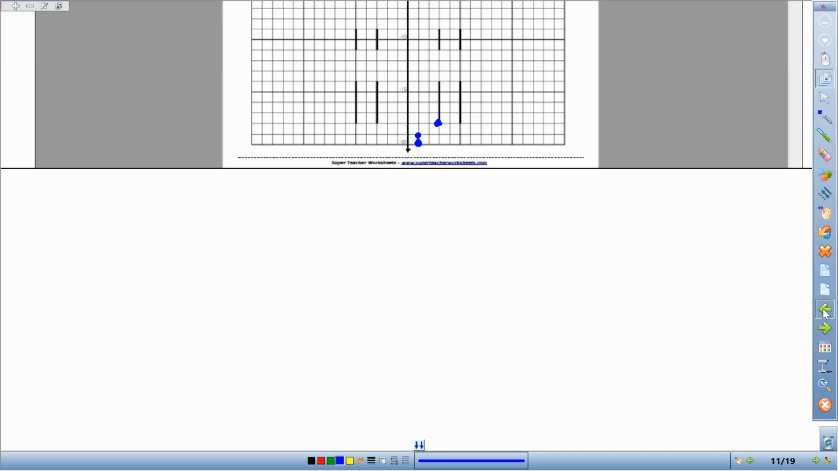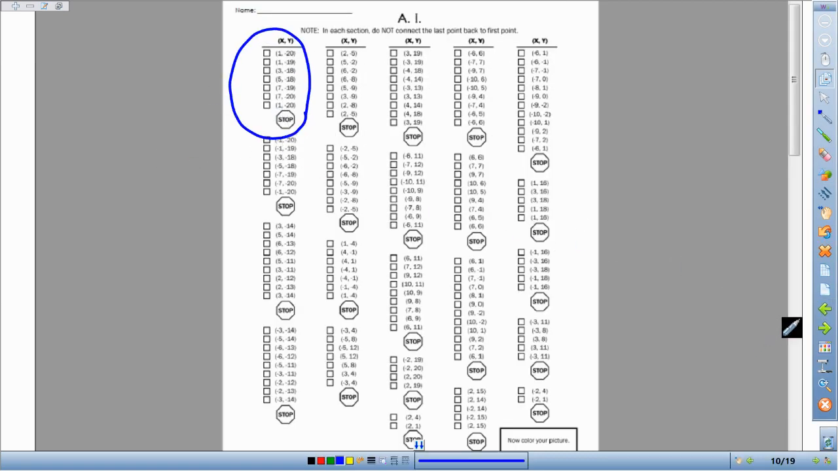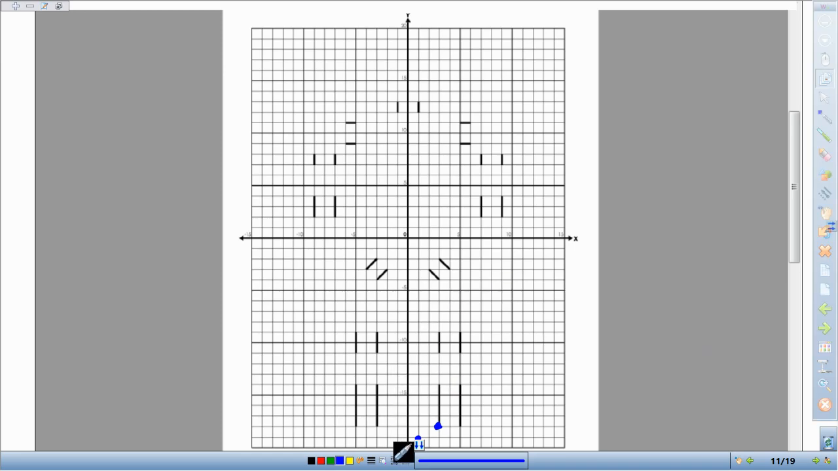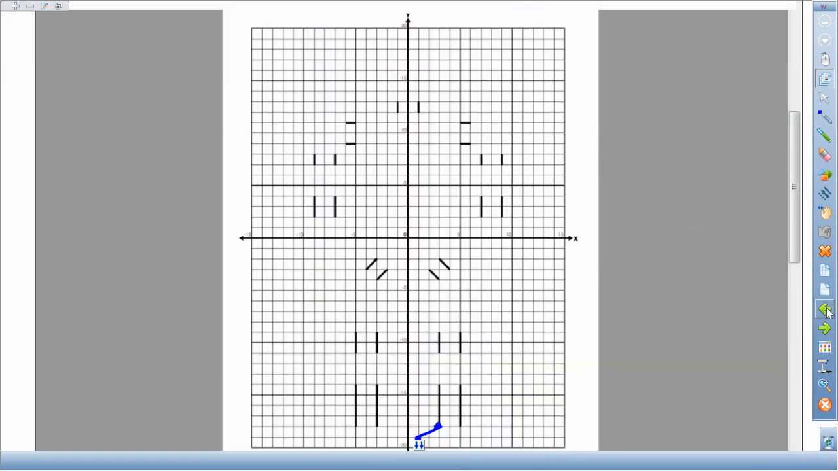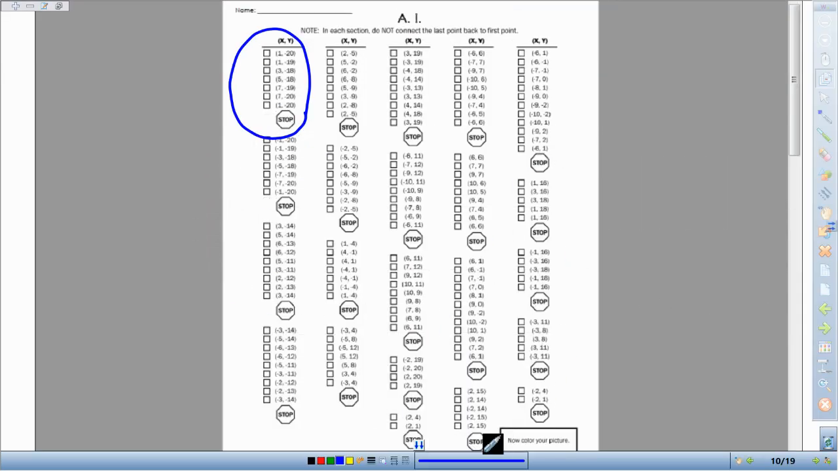Once you plot all of these points in this first section, then you'll connect all of the dots. So you'll connect the dots and you'll keep going. Once you get through all of them, you'll have a picture and then you'll know, okay, I did it. So that's the assignment, guys. Go ahead and work on that. If you have any questions, ask me.